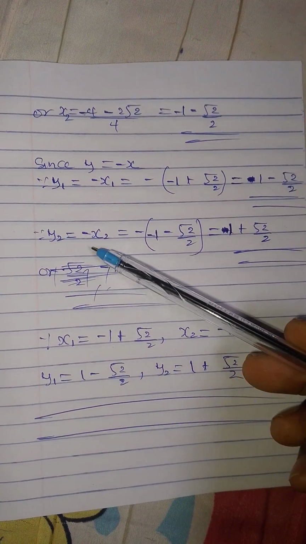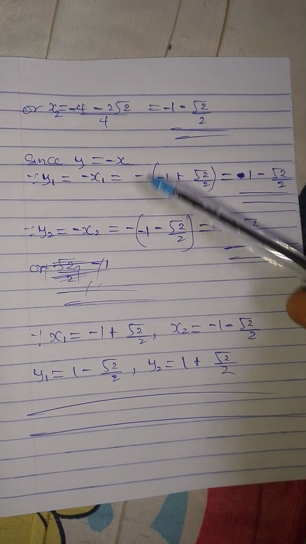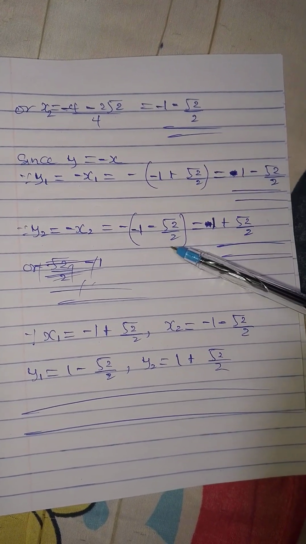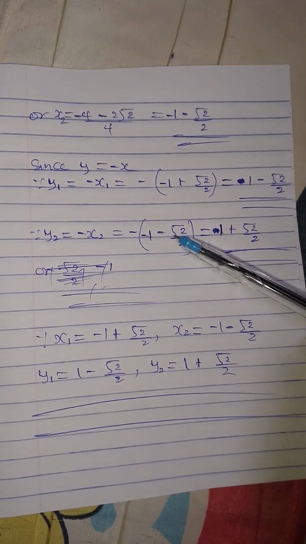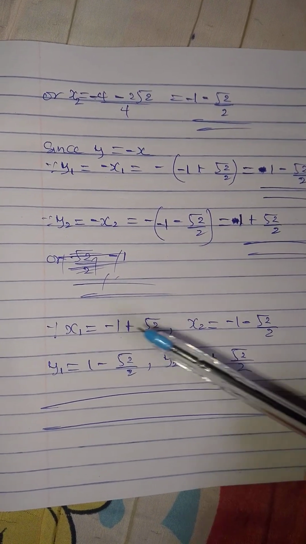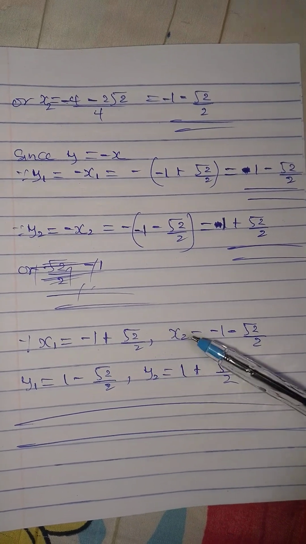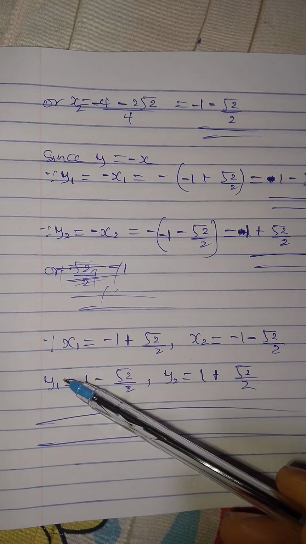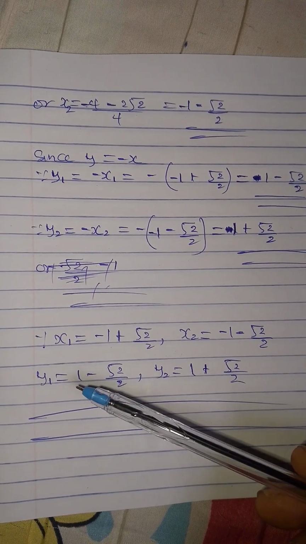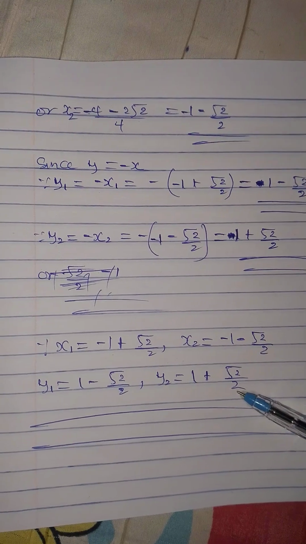Again, y2 is equal to minus x2, which is equal to minus bracket. x2 is minus 1 minus square root of 2, right? So minus times minus gives me positive 1, and minus times minus gives me 1 plus square root of 2 over 2. Okay, so therefore we have that x1 is equal to minus 1 plus square root of 2 over 2, and x2 is minus 1 minus square root of 2 over 2, and therefore y1 is also equal to 1 minus square root of 2 over 2, and y2 is equal to 1 plus square root of 2 over 2. This is very, very simple.